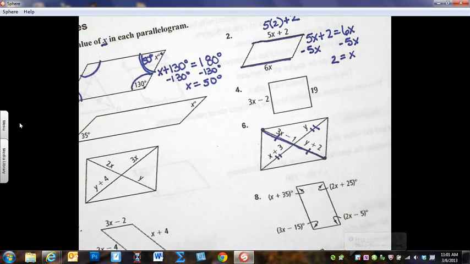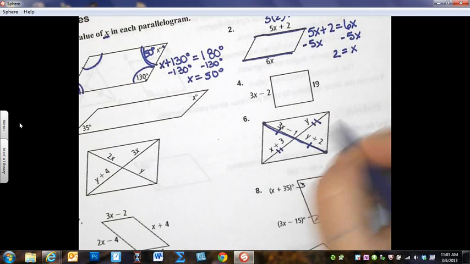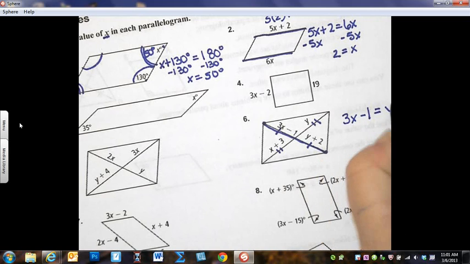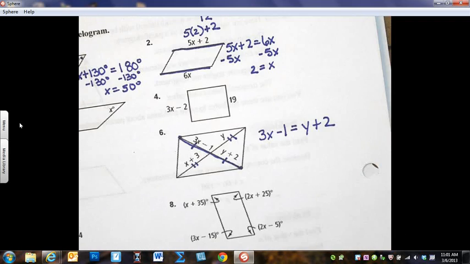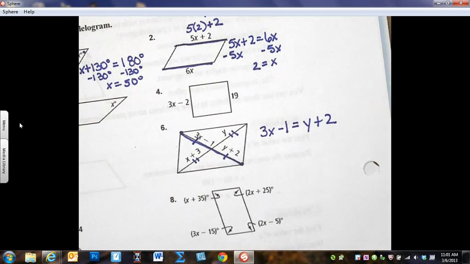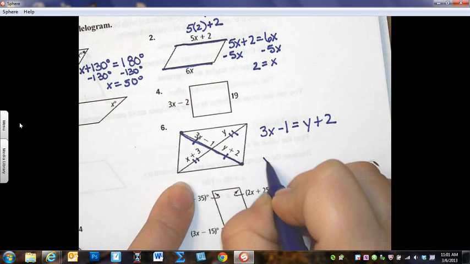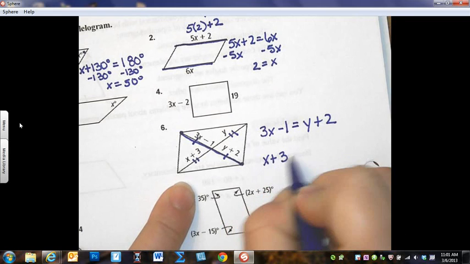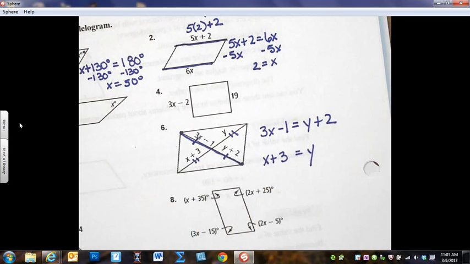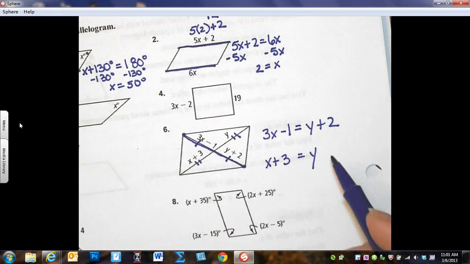So I know what I need to do here is I've got to say, I know that 3x minus 1 equals y plus 2, right? The problem is I don't have one of these expressions with one variable in it. We also know over here that we have x plus 3 equal to y. Well, do you remember back in algebra, I realize that was quite a while ago, when you had to isolate a variable and then you could plug in for that variable.